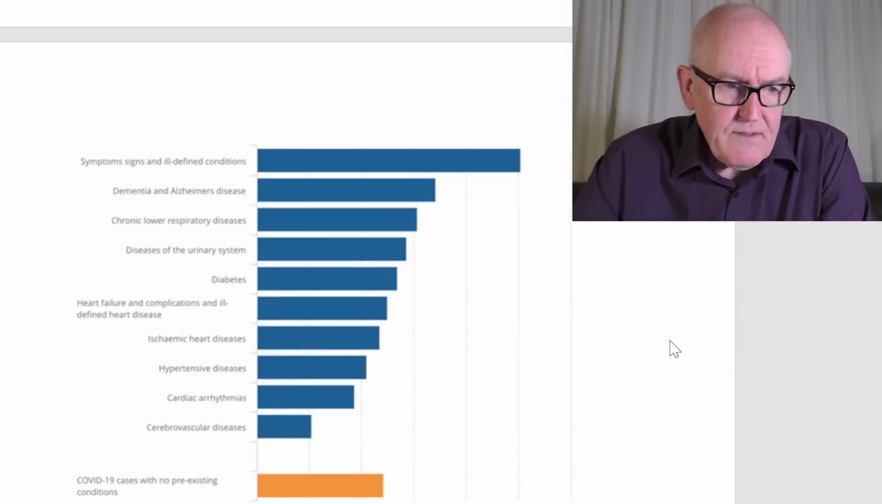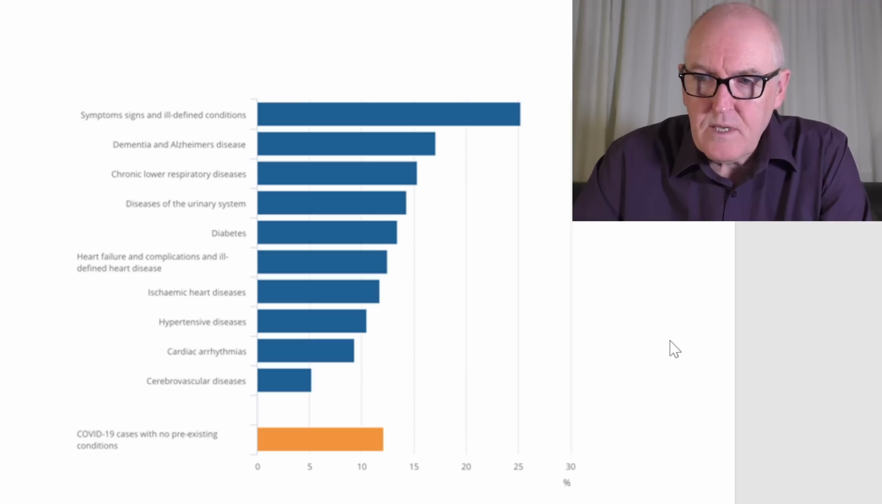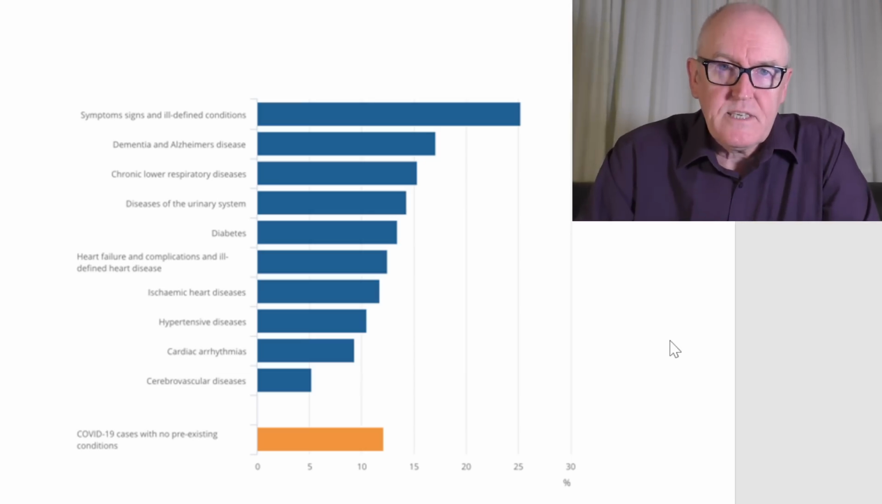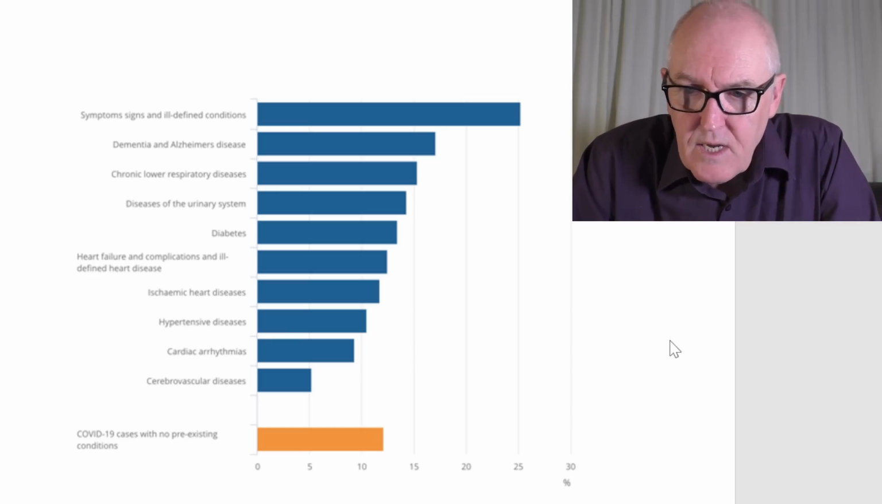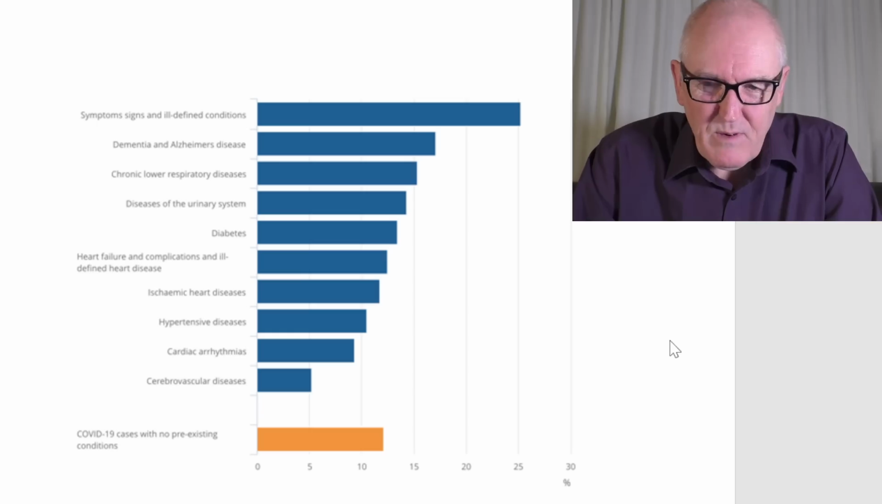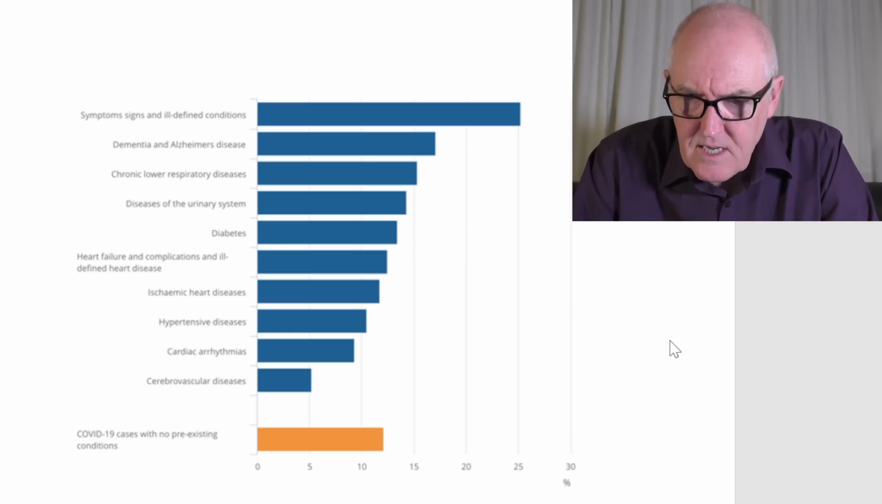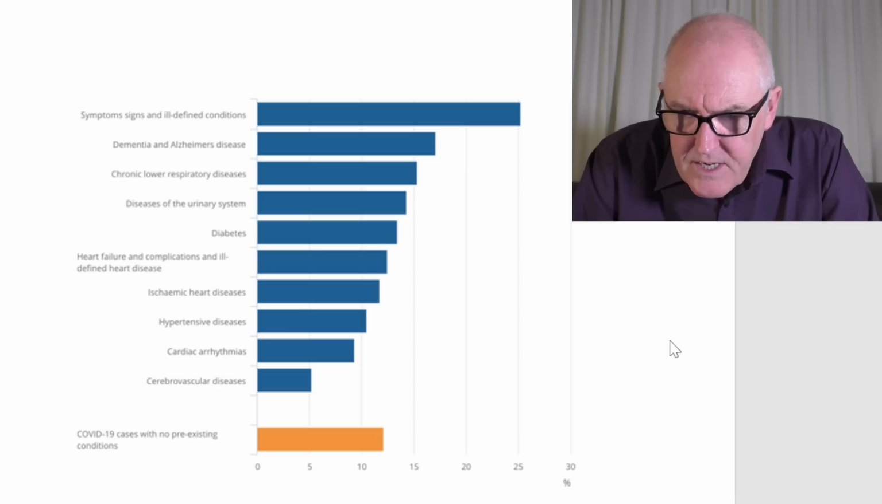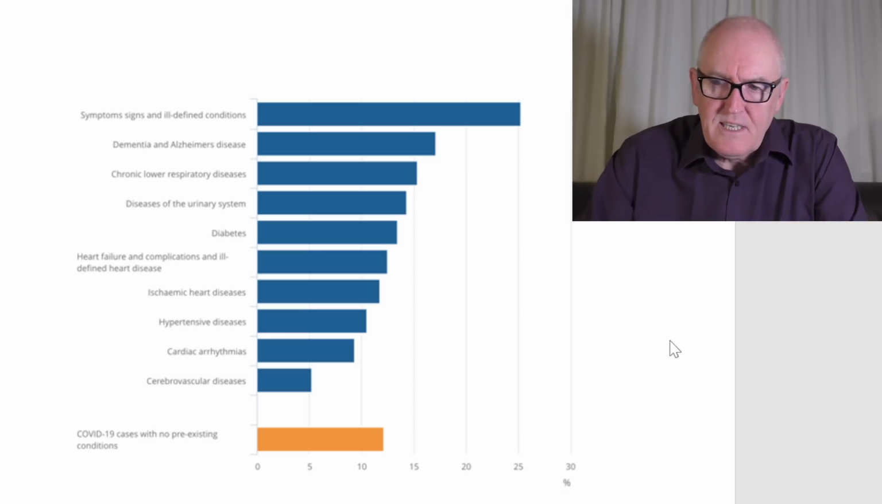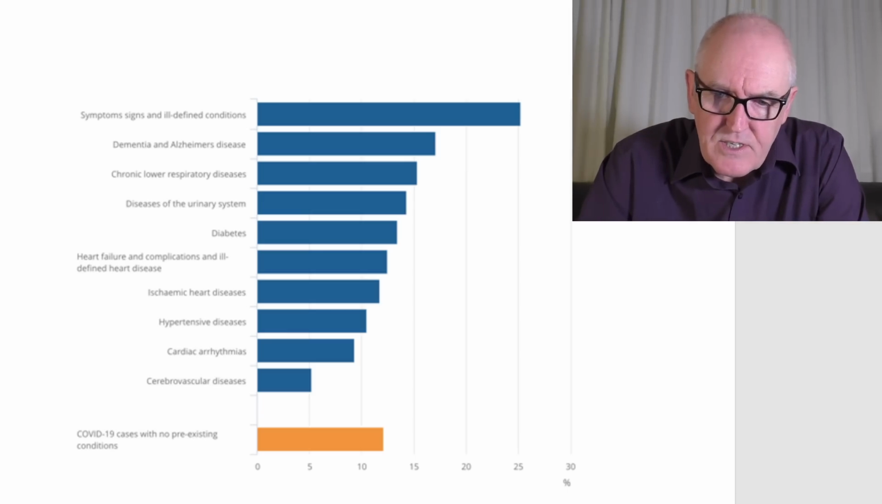Now, this is the information on people that died with COVID, what comorbidities they suffer. I'm aware you can't see this, so the first one is signs and symptoms of ill-defined conditions. Now, that's not acceptable putting that. The data should be broken down much more than that. Then dementia and Alzheimer's, chronic lower respiratory diseases, diseases of the urinary system, diabetes, heart disease, ischemic heart disease, high blood pressure, cardiac arrhythmias and cerebrovascular disease. But these are the conditions which predispose towards deaths in COVID.